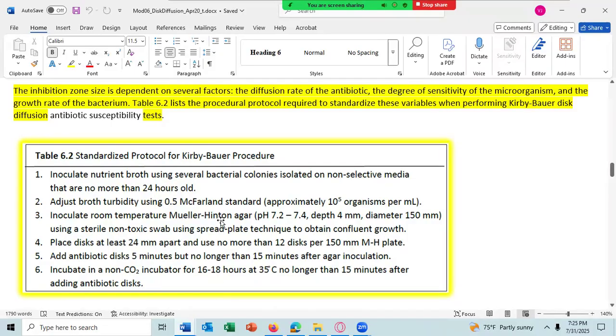If you follow this procedure, then wherever you are in the world, you should get the same Kirby-Bauer method result, meaning the same zone size of inhibition for the same antibiotic for the same bacteria, regardless of where you are in the world. Any question about any of that?